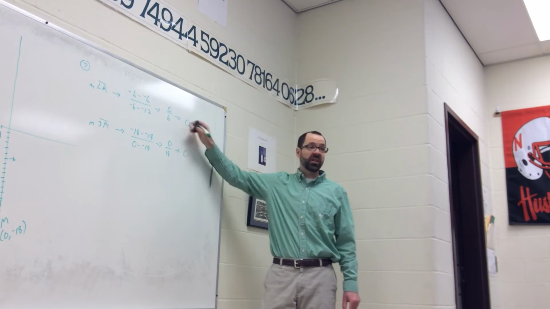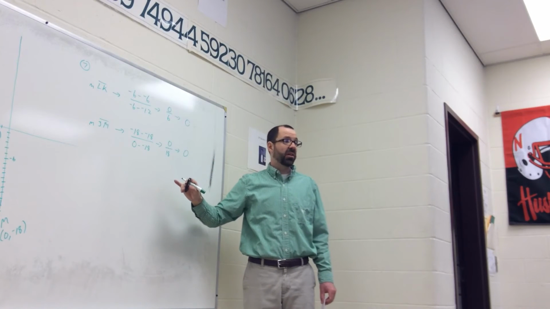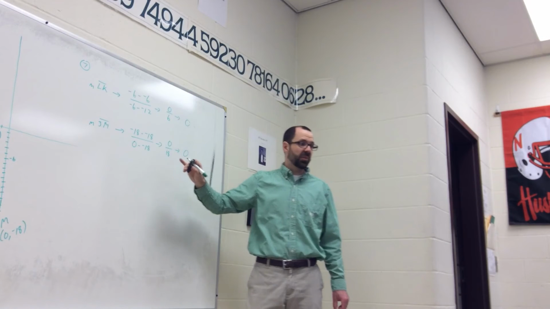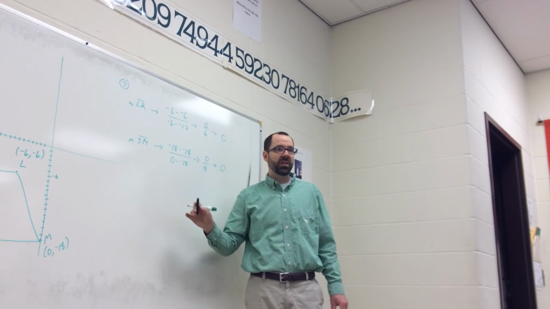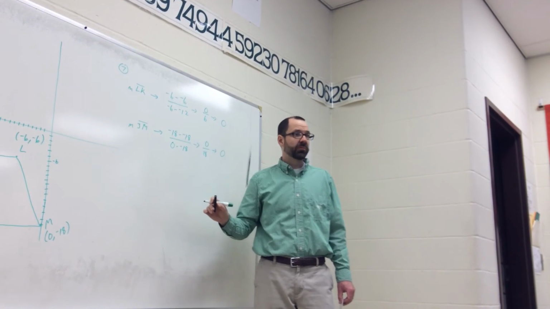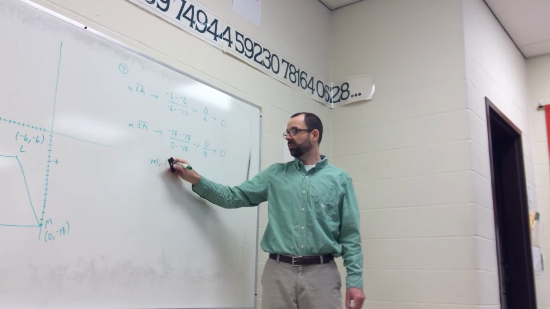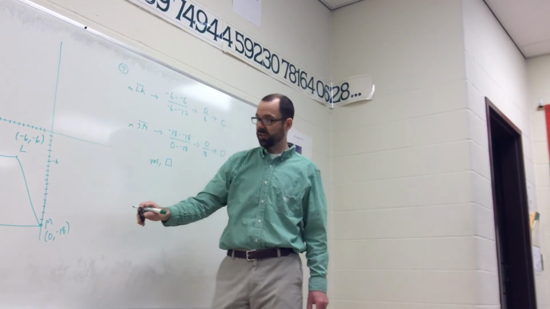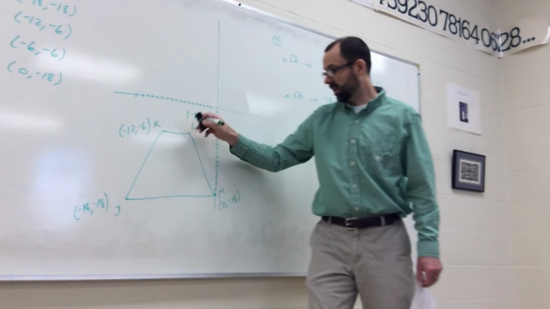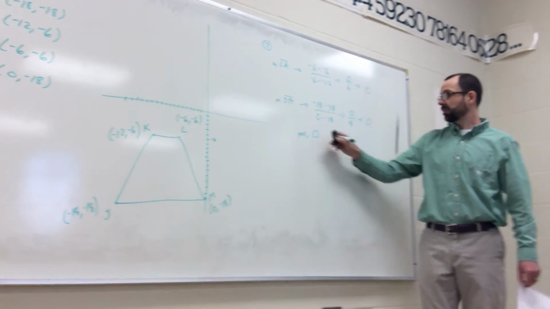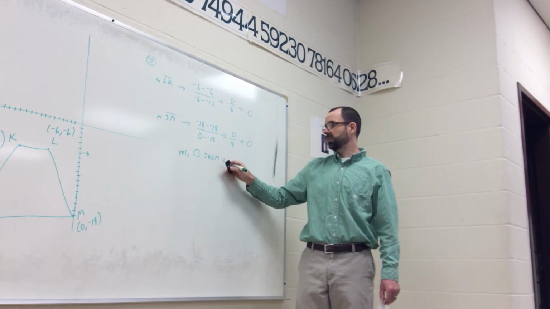So these two slopes are equal. So that means that LK is parallel to JM. So that means we do have a pair of parallel sides. So that means it's a trapezoid. So yes, quadrilateral. When you name a quadrilateral, you go in circular order. So you go JKLM. Quadrilateral JKLM is a trapezoid.